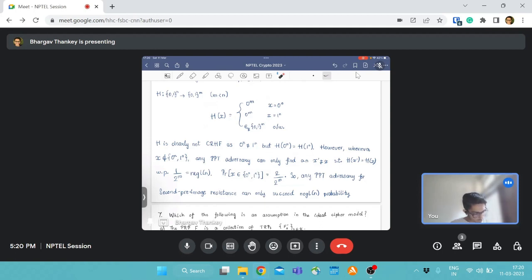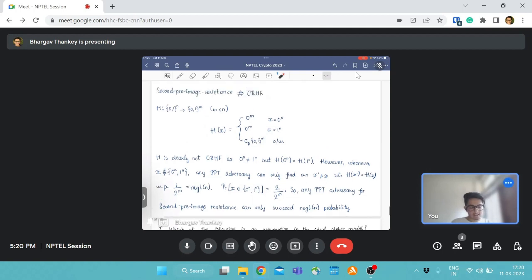And what we showed over here was that the probability of a second preimage resistance adversary would be negligible. So this function is second preimage resistant, but not collision resistant. So the reverse implication is not true, right? Is this fine? Okay sir.